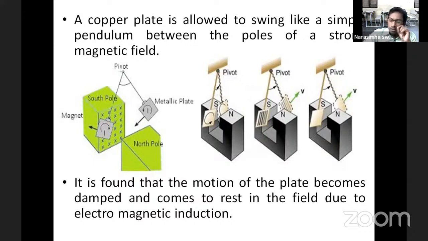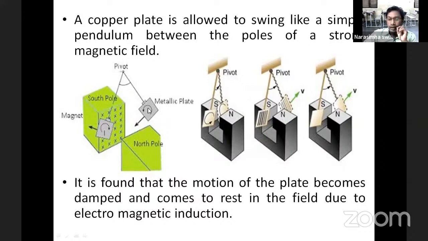So due to induced current, what happens? A magnetic field will be generated. What will that magnetic field do? It opposes the cause. What is the cause? The metallic plate entering into the field is the cause. So this cause is opposed, by Lenz's law, by the magnetic field generated inside the coil due to the induced current.